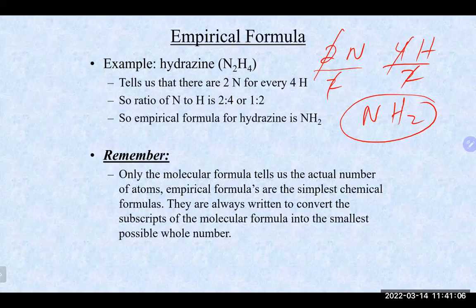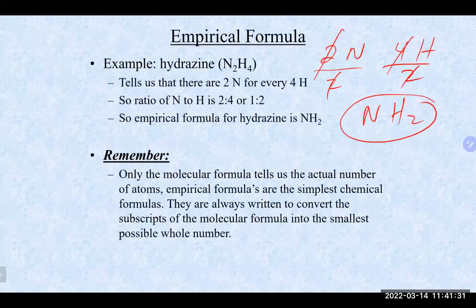It's important to remember that it is only the molecular formula that tells you the exact number of atoms that are really there. The empirical formula, again, is just the simplest representation of the whole number ratio of what is present, but not exactly the number of elements and atoms that are present. All right, I think we will leave it there for now.